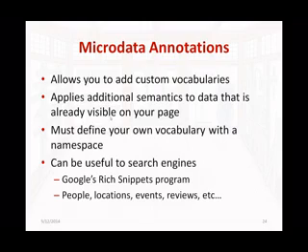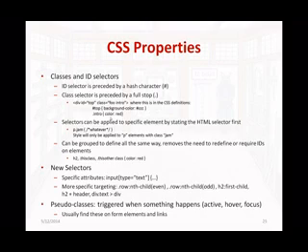Every review has a star value. It also has who wrote it and the content of the review. Adding your own custom vocabulary can make it more readable to the search engines, and they know what to do with it. You can look at Google's rich snippet program if you want to understand more about how microdata annotations work.